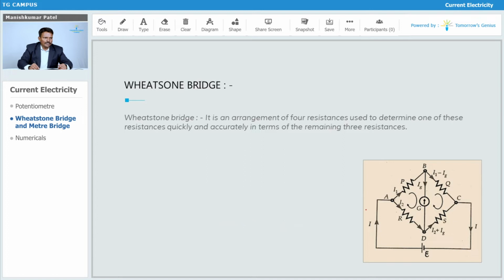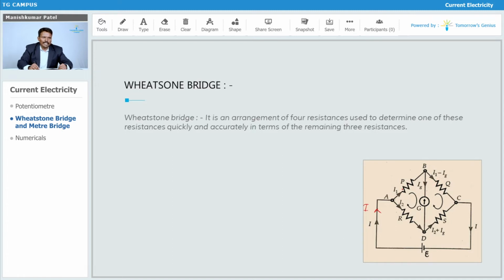So let's say this is how the circuit looks. Let the total current supplied by the circuit be I, then it divides into I1, I2, and again this Ig which I have shown over here. So this is how we have shown the distribution of current.